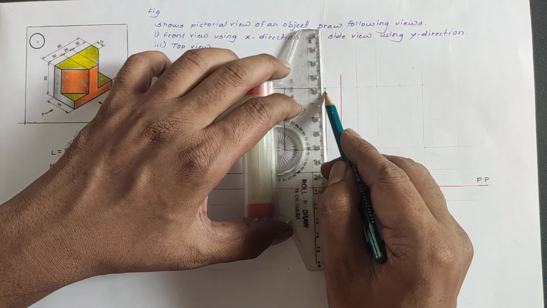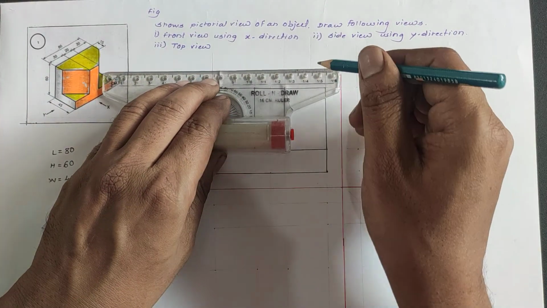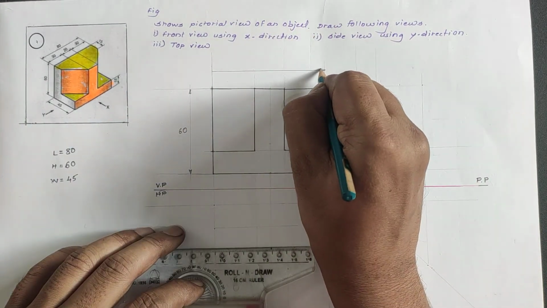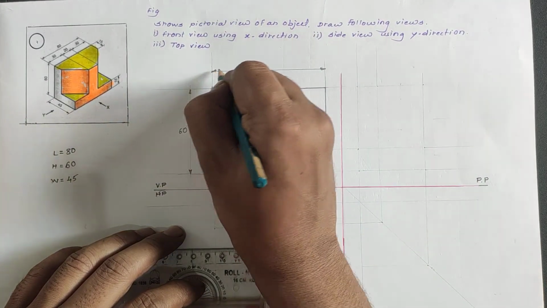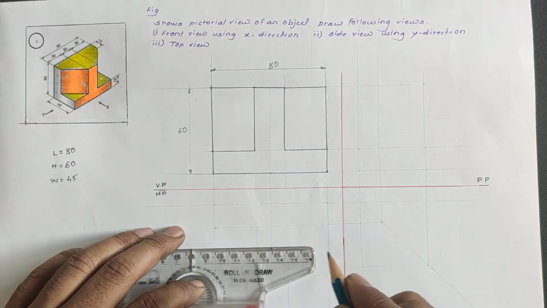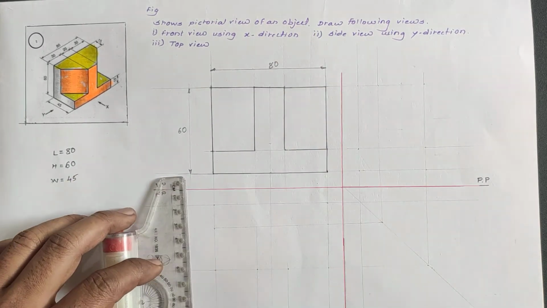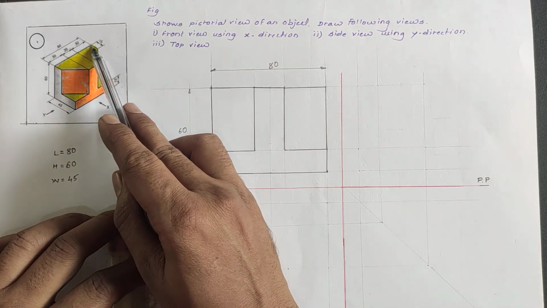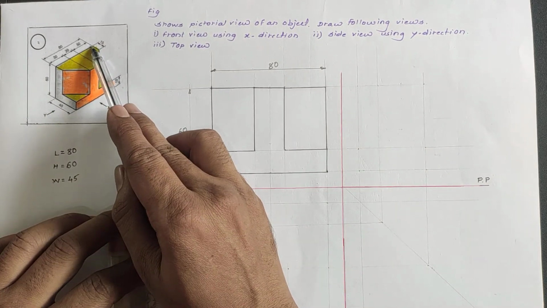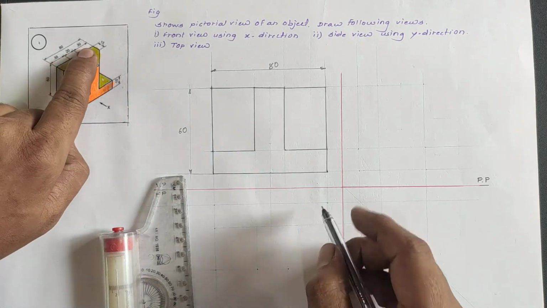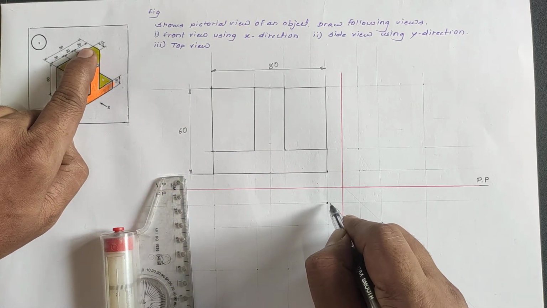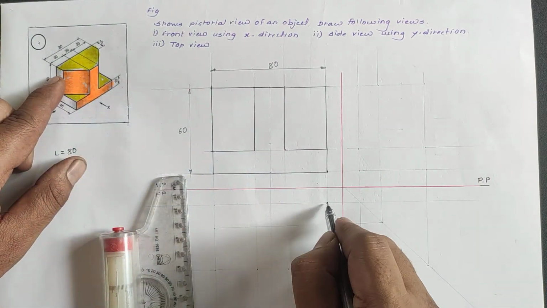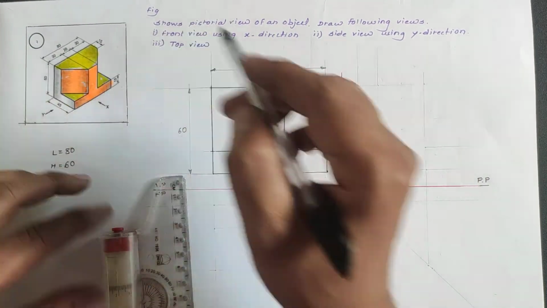Total length of the object is 80 mm. Two dimensions are sufficient. Then next, in top view we can see this portion. From this corner we are going to start, so the object will be present here in top view, the same shape with this corner. So total length is 80 mm.